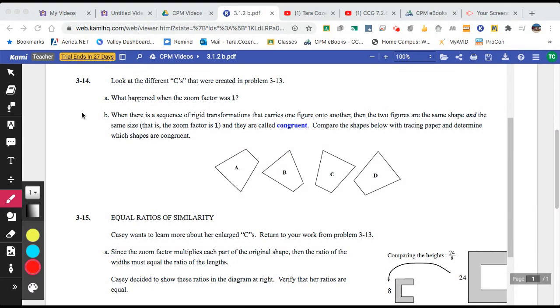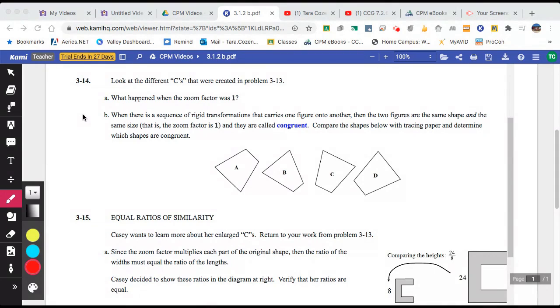So moving on to letter B. When there is a sequence of rigid transformations, thinking back to chapter 1, that's a rotation, a reflection, or a translation, that carries one figure onto another, then the two figures are the same shape and the same size. That is the zoom factor is 1, and they are called congruent. That's the word we use to describe two figures that are exactly the same shape and same size.